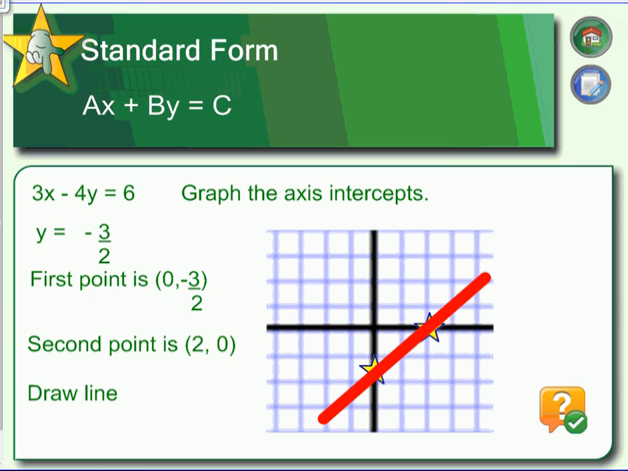So for example, since we know that y is negative 3 over 2, our first point is going to be 0, negative 3 over 2, or negative 1 1/2. So I'm going to go 0, negative 1 1/2, right where this star is. Our second point, since we found that x was 2, is x comma 0, or 2 comma 0, so we're going to go over to 2, 0, put a point, and then draw a line between those 2 points.